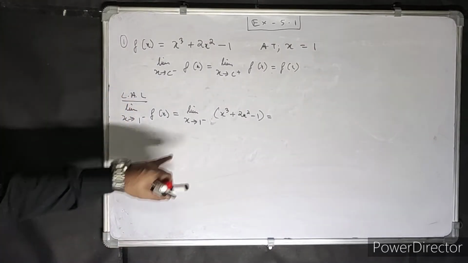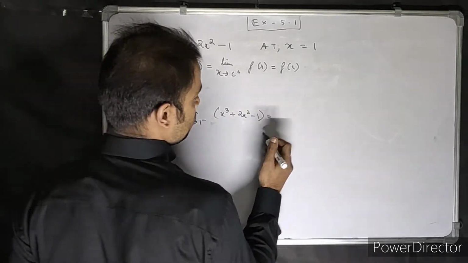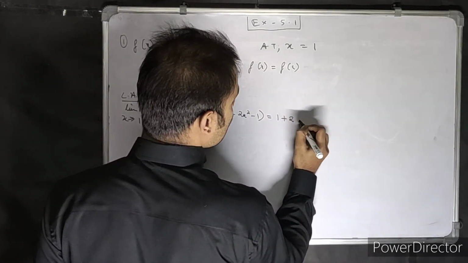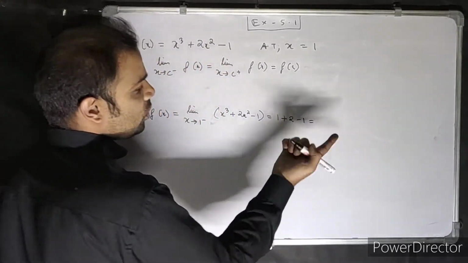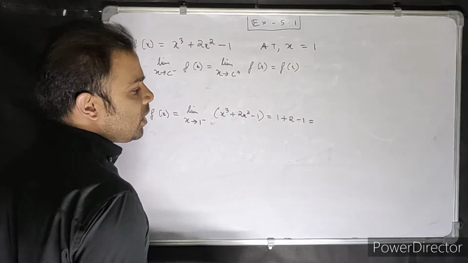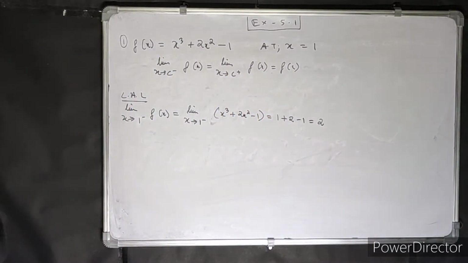So put the value as 1 over here. So 1 cube is 1 only, 2 times 1 square is 2. So 1 plus 2 minus 1, which is equal to 2. Okay, you can also do it the opposite way. 2 minus 1 is just 1 and 1 plus 1 is 2. So that's what you will get.